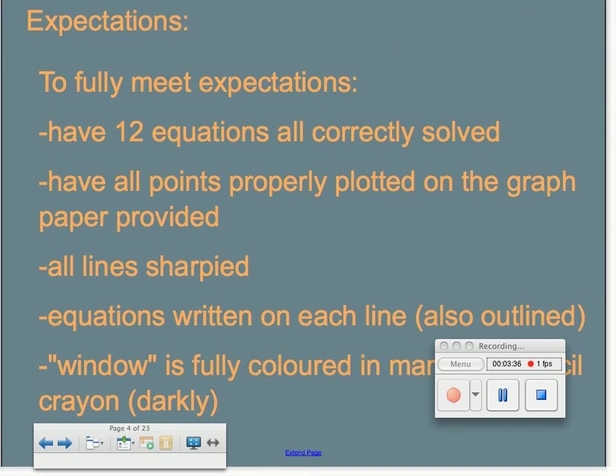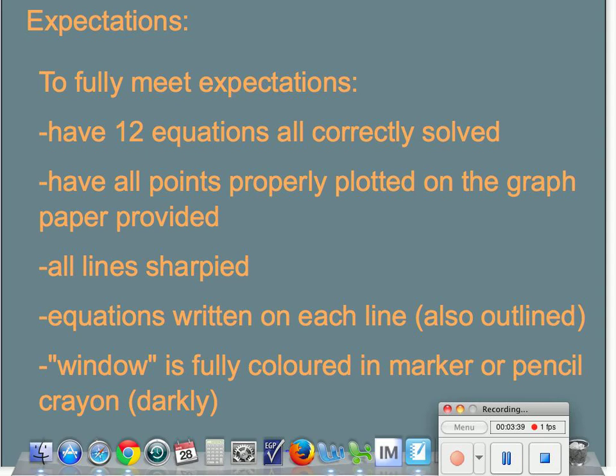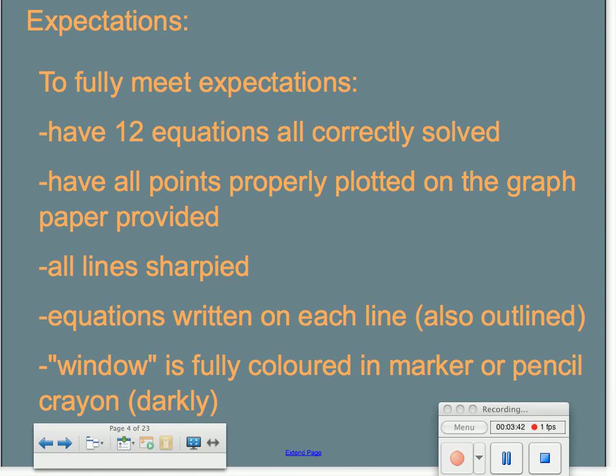Here are the expectations. So in order to fully meet the expectations, you have to have all 12 equations done correctly. You're going to have all points plotted correctly on the graph, and we're going to be providing that for you. All lines are going to be Sharpied. It must be done so that we can see the line. So a thicker Sharpie is what you're going to be using. It's going to be black. Your equations have to be written above the line, so that's right on the line, and your window is going to be fully colored, either in marker or in pencil crayon really darkly. There is no light shading.